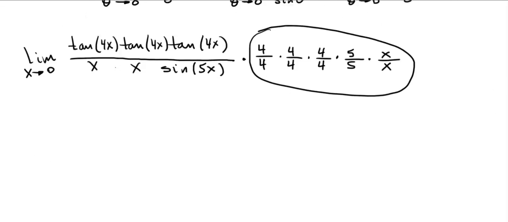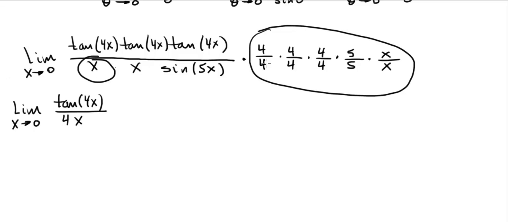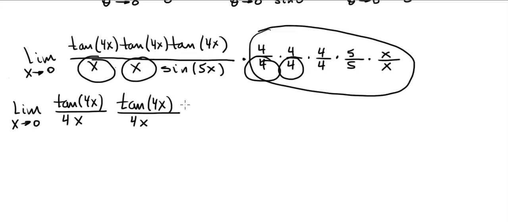So now let's rewrite this limit in a way that we can evaluate it. Limit as x goes to 0. First, I have my first tangent of 4x. I'm going to write it over 4x, so I took the x right there and one of the 4's that I've circled. Similarly, the second tangent of 4x I also will write over 4x. So this x right here and this second 4 have been accounted for.